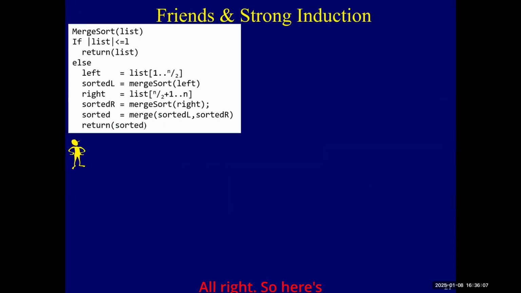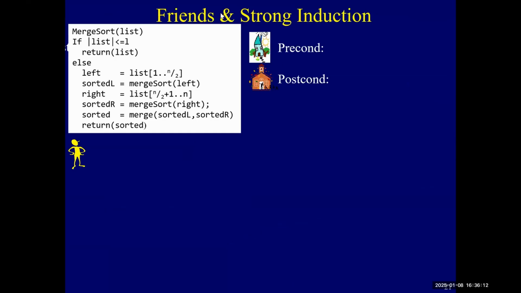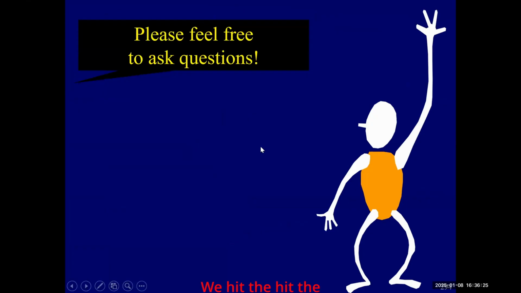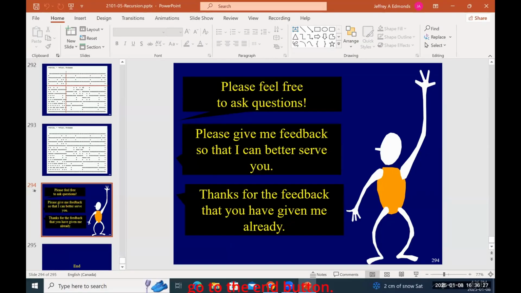So let's see if we can do code. All right, so here we know what the precondition is, we know what the postcondition is. We got to make sure that we hit the go to the end button. You know I hate that button.